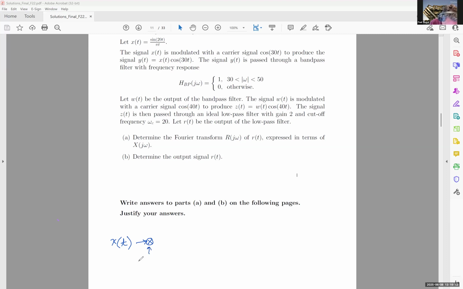multiplied by cosine 30t. That produces y of t, which is then put through a bandpass filter that looks basically like this, 30 to 50.